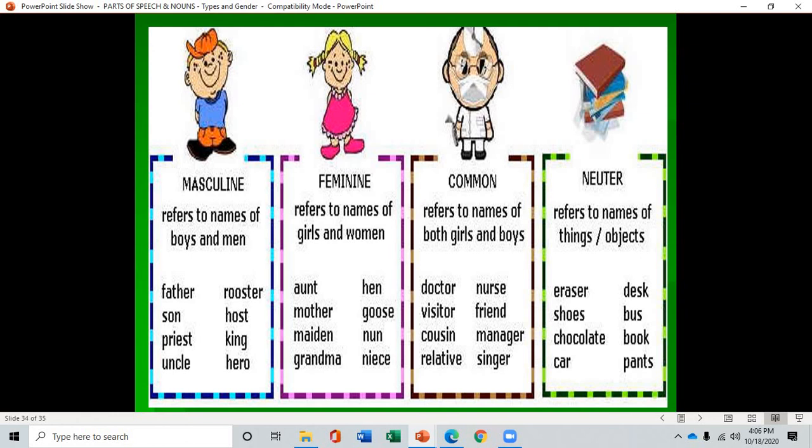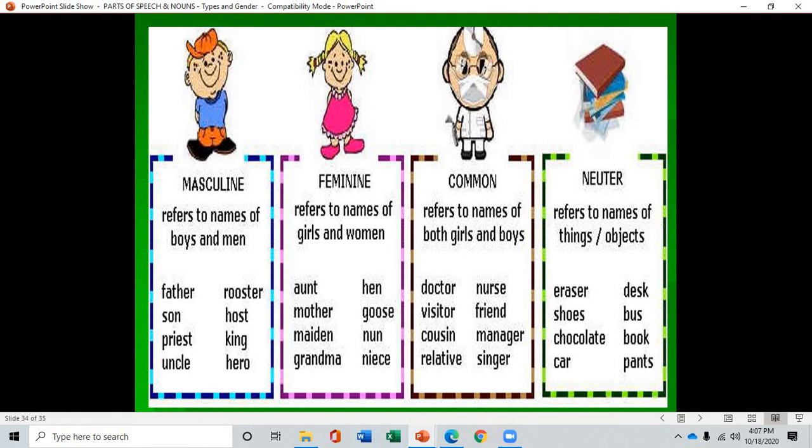Okay? But when we say common, ito yung mga, you can consider them as girls or boys. Same thing with the common or proper. So in the common, these are general terms. Also in the gender of noun, these are general terms. For example, doctor, we have nurse, visitor, friend, cousin, manager, relative, singer. So it can be a boy or it can be a girl.